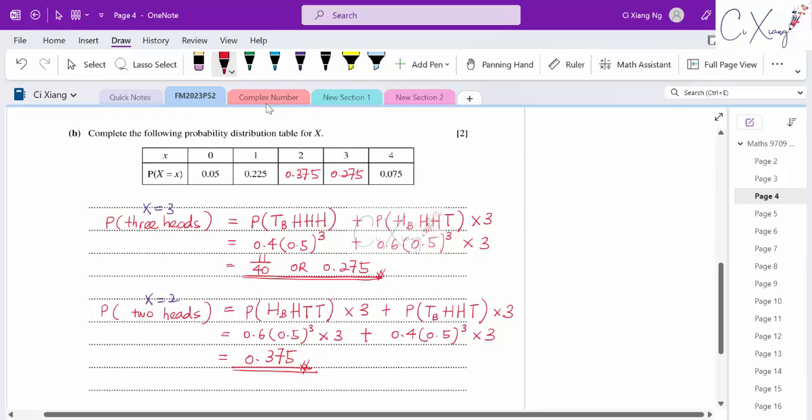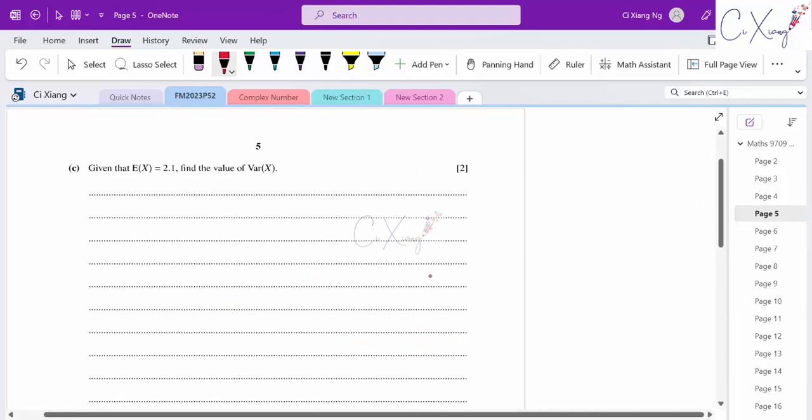Okay, so you can have a small check on your answer by using this method. We have completed the probability distribution table for x, and let us proceed to the next part. For the next part, they are saying that the expected value is 2.1, and they want us to find the value of variance x.